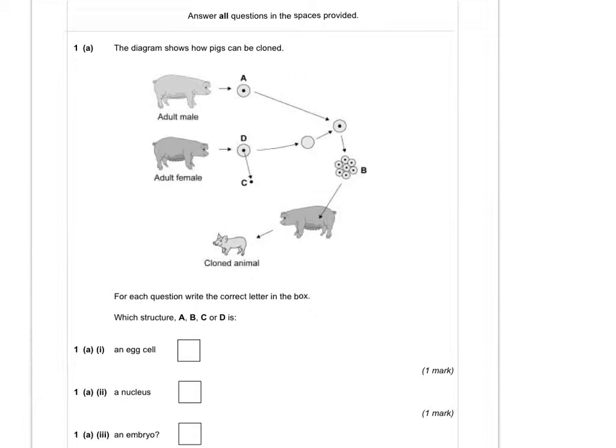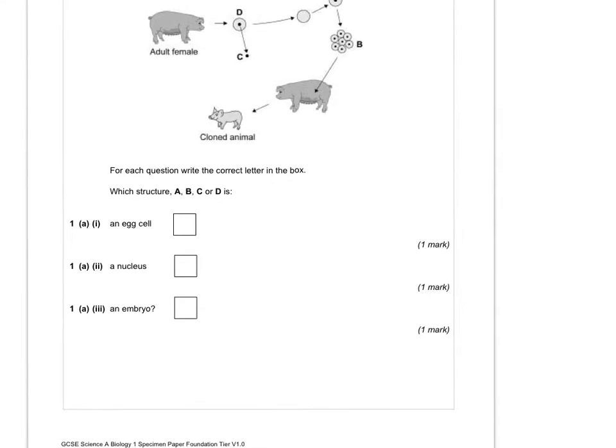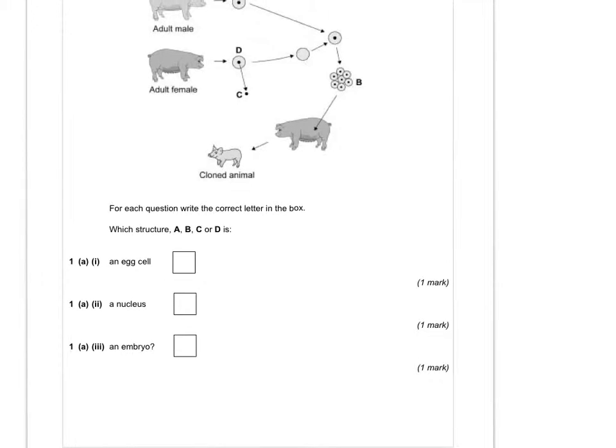It gets implanted into a surrogate. So the first question, 1A part 1: which structure A, B, C or D is an egg cell? Your egg cell is your female sex cell or your female gamete, therefore the egg cell is going to be D because that is taken from the adult female. So that one should be D.